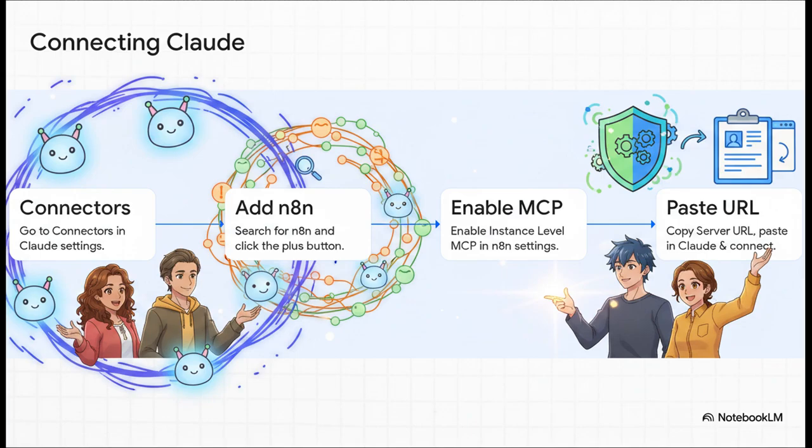Step 1, open the Customize or Settings tab in your Claude Desktop app and navigate to Connectors. Step 2, search for n8n and click that plus button. For Step 3, you're going to bounce back over to your n8n dashboard. Click the Settings cog down on the bottom left, find Instance Level MCP, and just toggle that on. Finally, Step 4, copy your server URL from those settings, paste it right back into Claude, click Connect, and authorize the redirect. Boom, the whole shebang is connected.